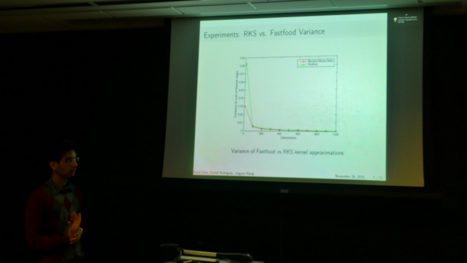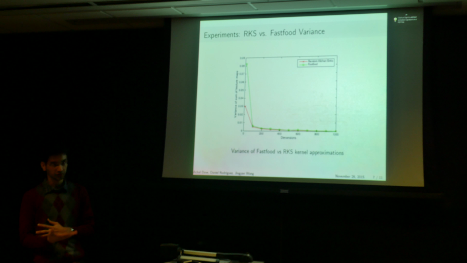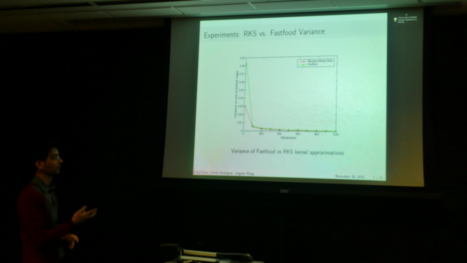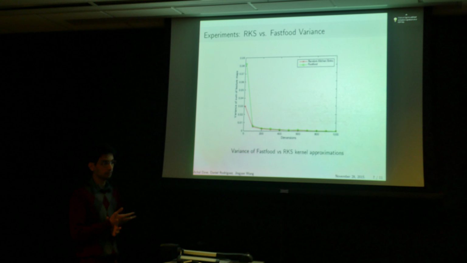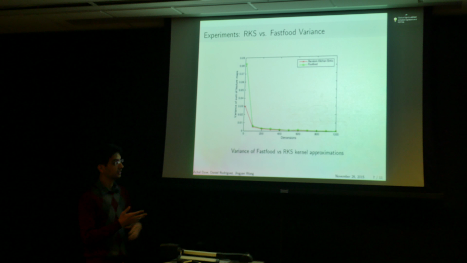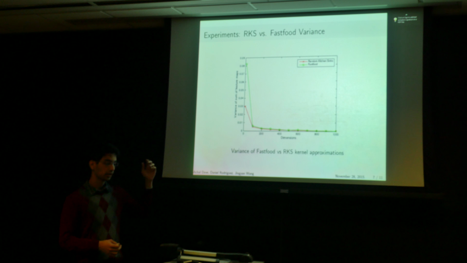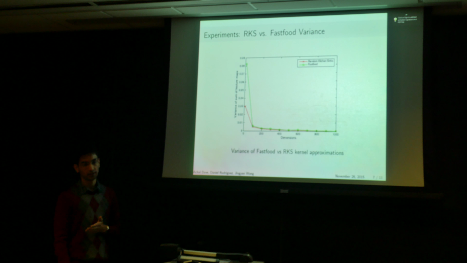We also care about how quickly this approaches the exact kernel. And so we look at it as the variance of the kernel. We know the expectation is the true kernel, so the variance also we find that it goes down as you increase d. And also the variance of the RKS kernel is close to the variance of the fast food kernel.